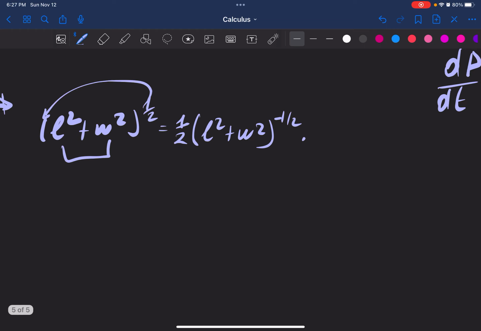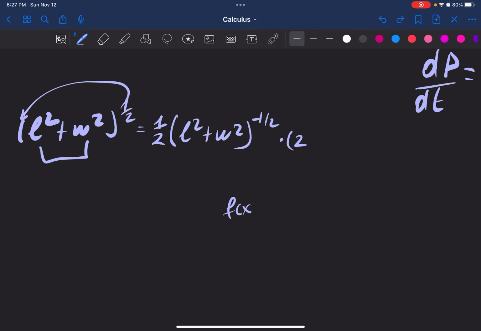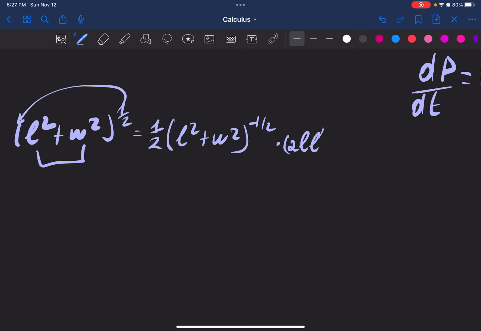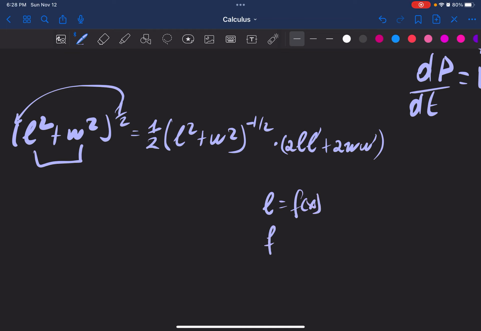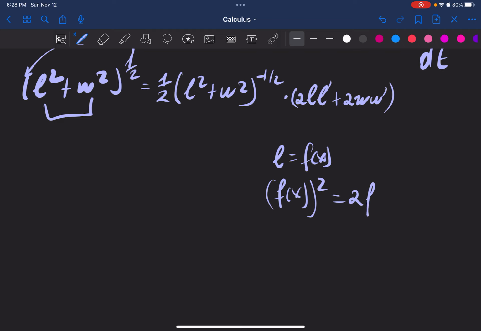So multiply by the derivative of the inside, that would be 2 L prime plus 2 W prime. Yeah, that's it, because I can take L is equal to f of x. So if I take f of x to the power of 2, and I need to find the derivative of this, that would be 2 times f of x times f prime of x, because this is a function. Implicit differentiation at its finest.